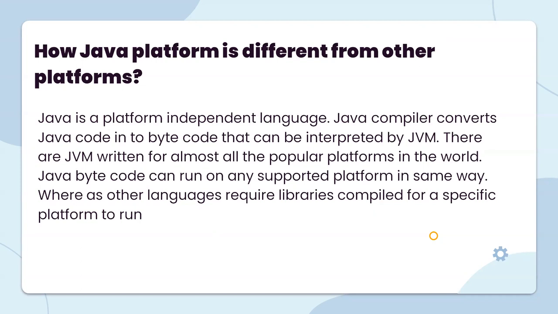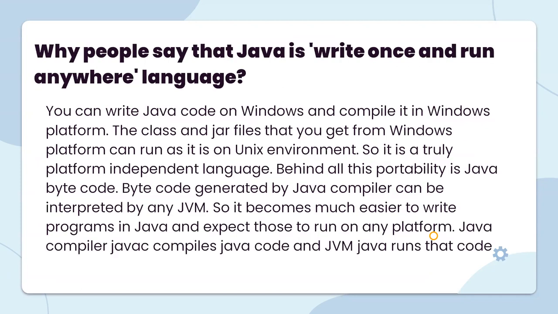Java is a platform and a language. The Java compiler converts Java source code into bytecode that can be interpreted by the JVM. There are JVMs written for almost all the popular platforms in the world. Java bytecode can run on any supported platform, whereas other languages require a library compiled for the specific platform to run.